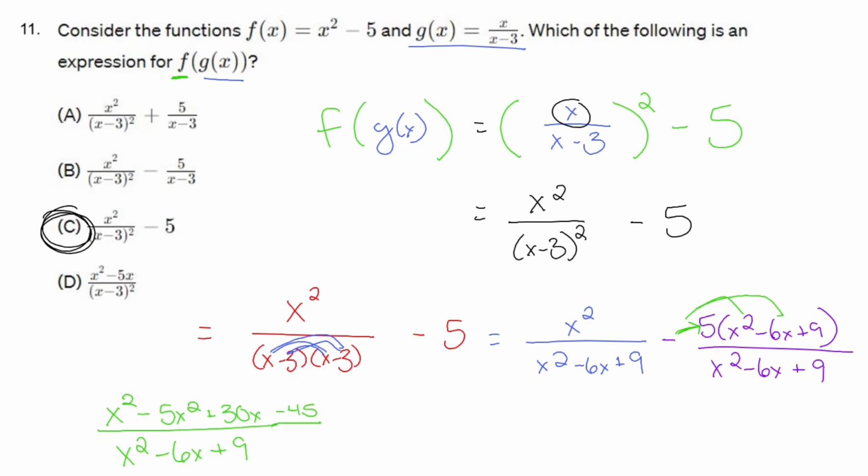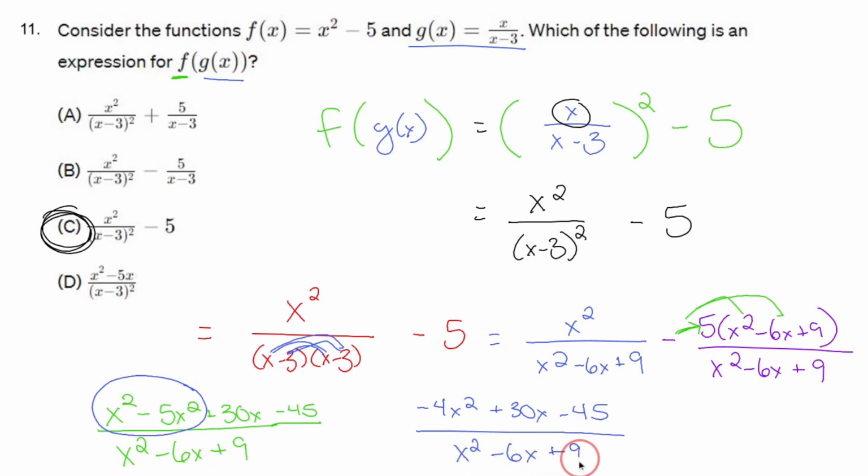Okay, and the only thing that we have to combine up here is x squared minus 5x squared, which becomes negative 4x squared plus 30x, which doesn't combine with anything, minus 45, which doesn't combine with anything, and you still have x squared minus 6x plus 9 in the denominator. So we're going to leave this like that. I'm not going to scratch anything out. I'm not going to cancel anything out. That's my guy.